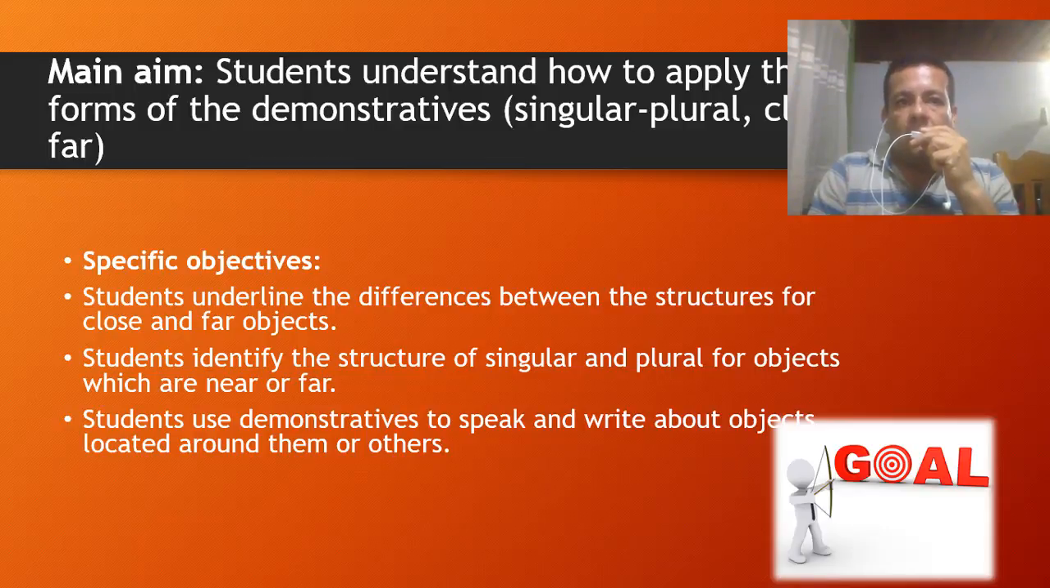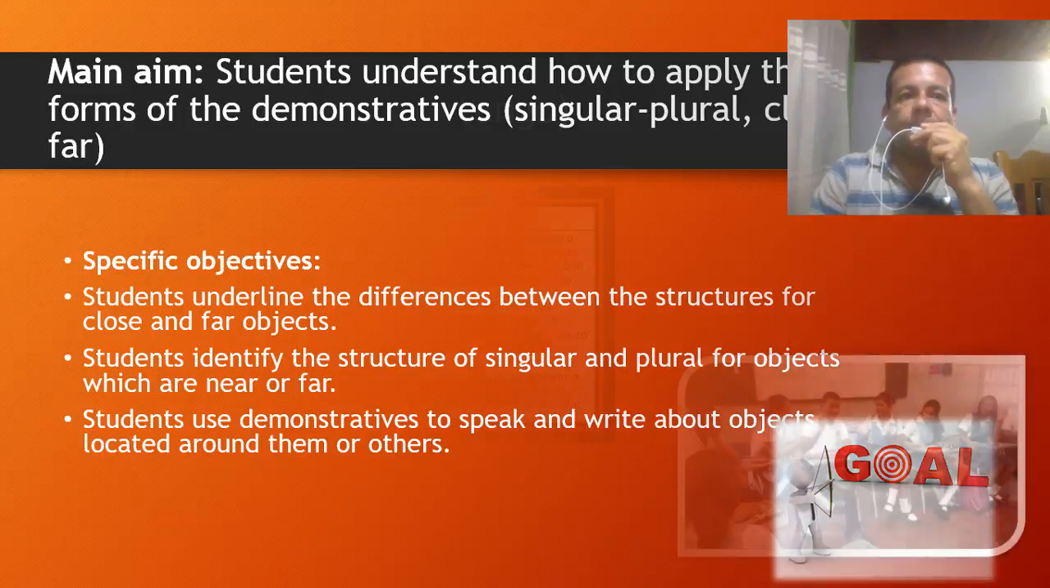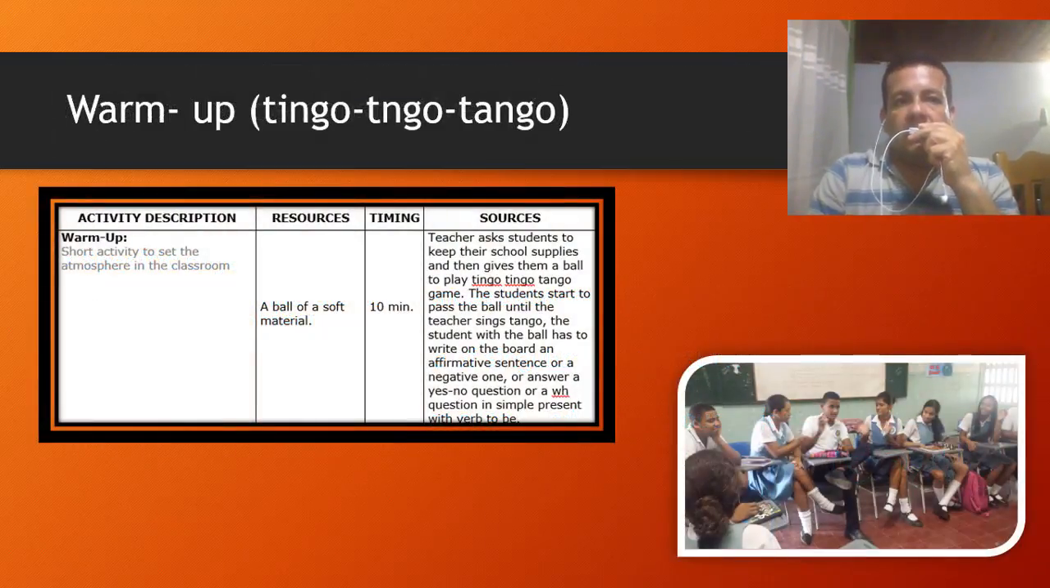Well, now the first part of this class template begins with the warm-up. That is important because with this we can activate students' previous knowledge and prepare them for the class new information. So, for this warm-up, we need the following sources: a ball or soft material. The time limit for the warm-up is 10 minutes, and the source consists on the game Tingo Tingo Tango.